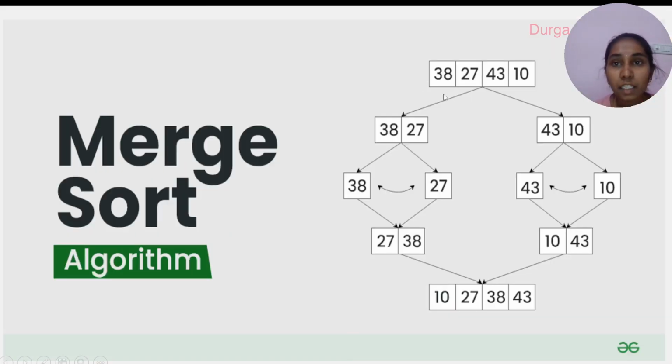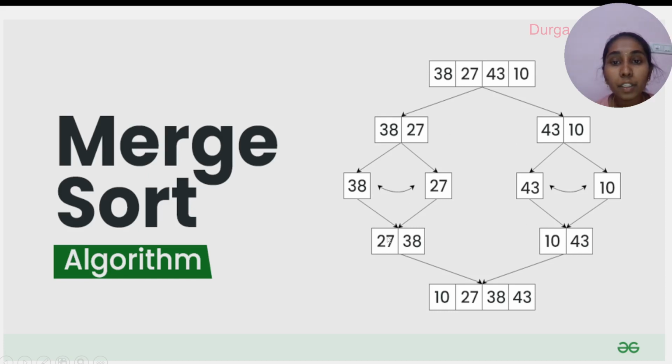Let's see merge sort. So this is the array. We need to sort it using merge sort. So what is merge sort? Divide the problem into equal parts. Next, divide the problem into smaller pieces: 36, 27, 43 and 10. Next, solve these parts independently. So 38, 27.